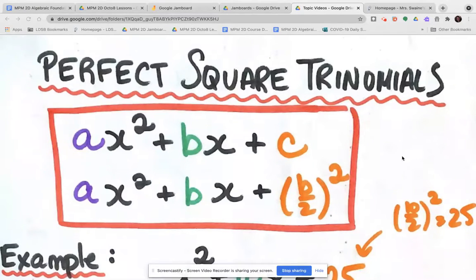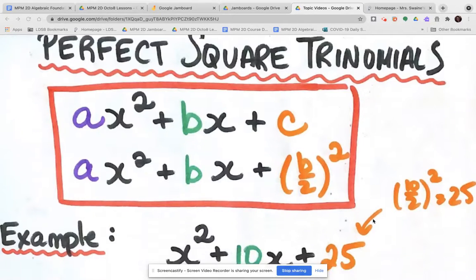So if you remember, trinomials that we looked at are in the general form ax squared plus bx plus c. And perfect squared trinomials have a special pattern to them in that the c value is equal to the b value divided by 2 squared.